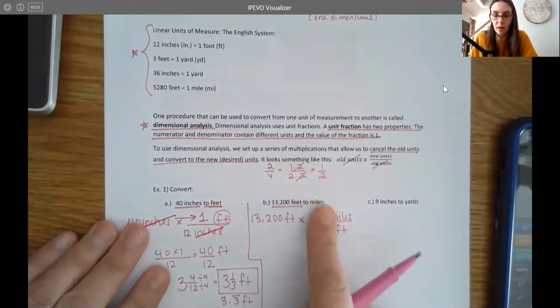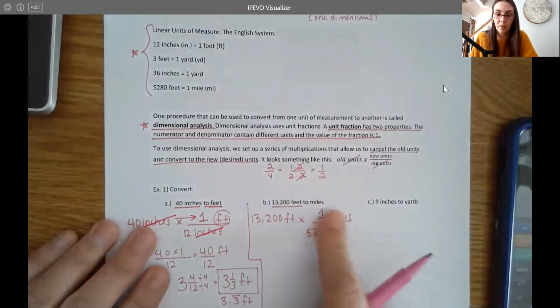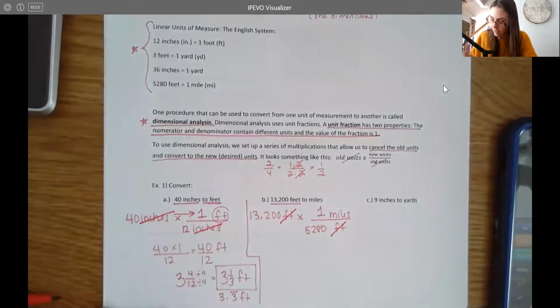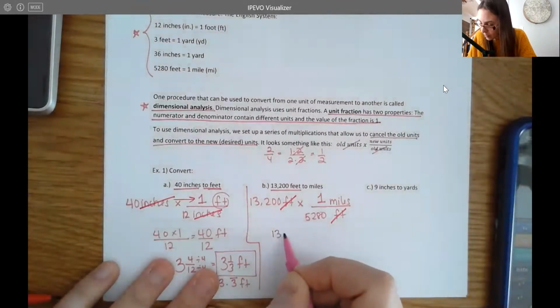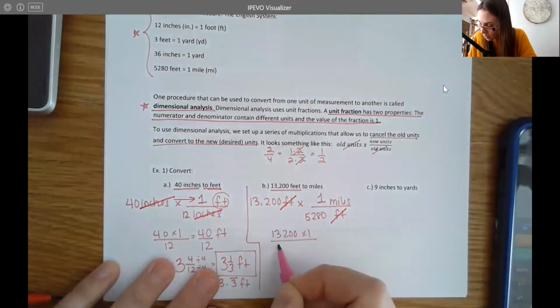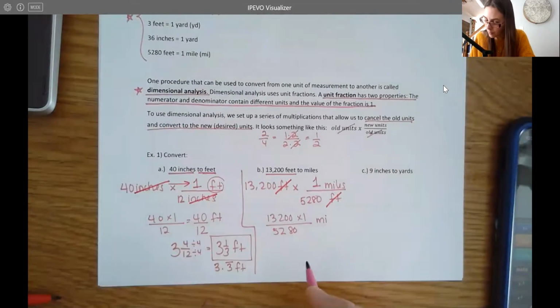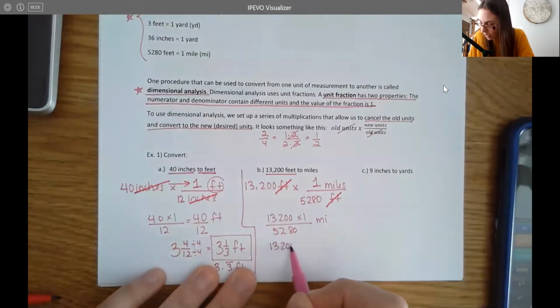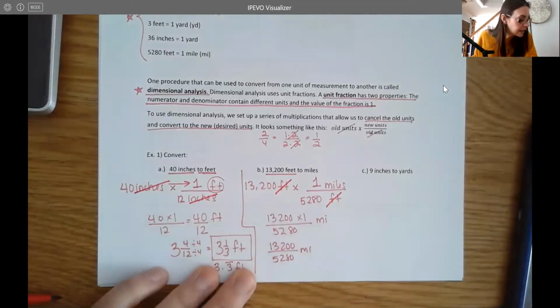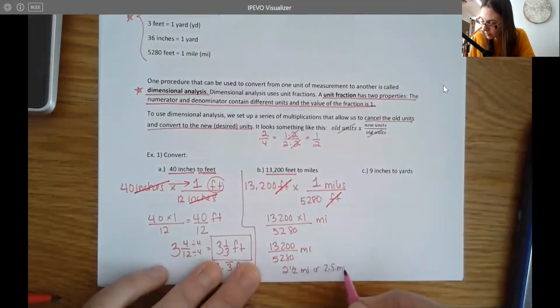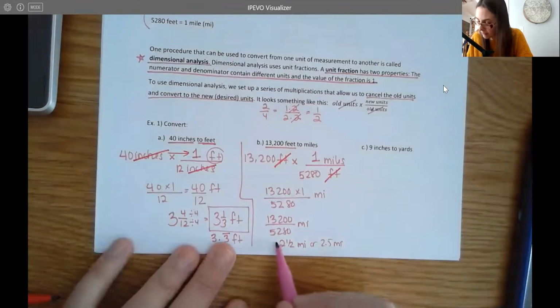So 1 mile is 5,280 feet. I'm making this really like a whole thing of 1 because it's equivalent. So your feet cancel, and then you just multiply straight across. We have 13,200 times 1 over 5,280, and again, we're going to be in miles here. So this becomes 13,200 divided by 5,280. If you divide this out, you're going to get 2.5 miles. I would just use my calculator at this point to get that final result.